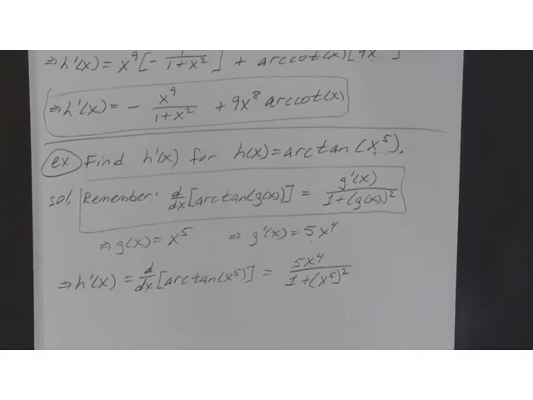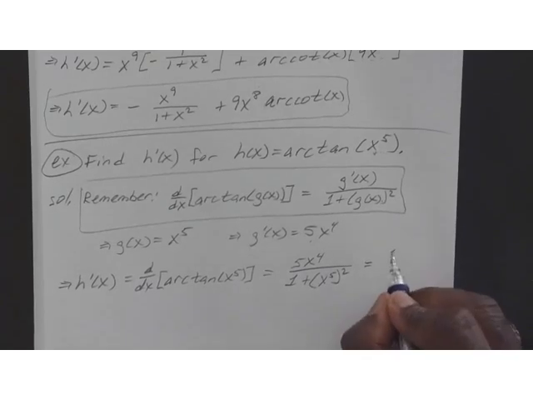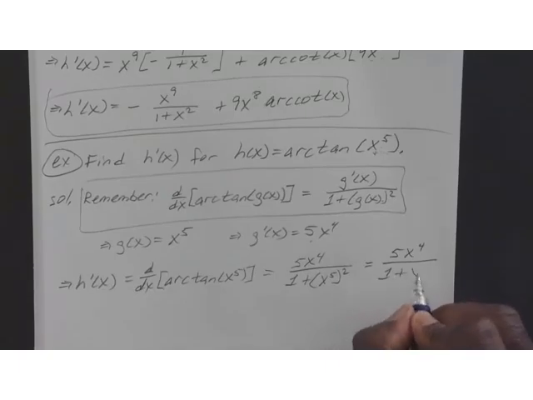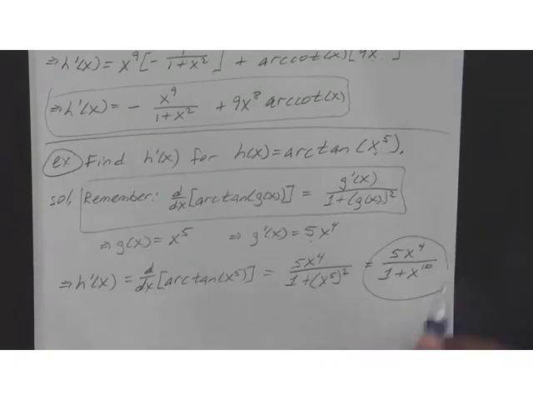Okay. So if we simplify it, that gives us 5x to the 4th power over 1 plus x to the 10th power as our final answer.